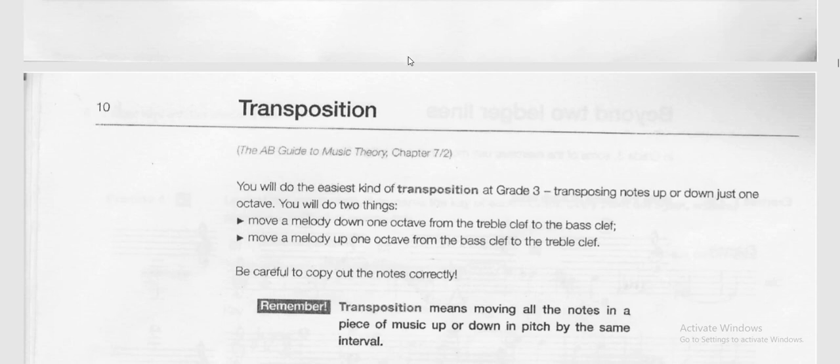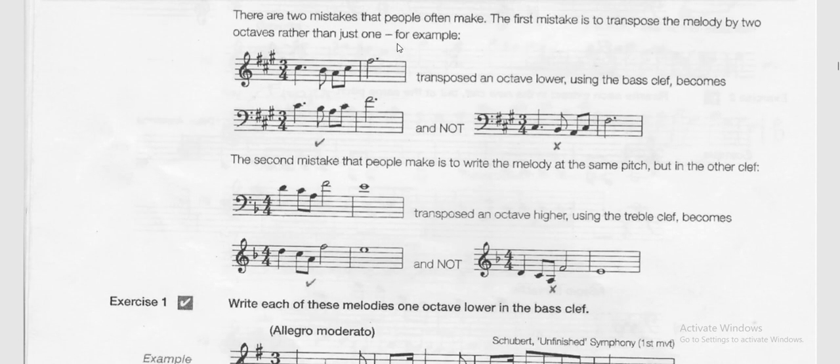So let's get on to some exercises. These are some examples of transposing from the treble clef to the bass clef. So this is how we do it. This is all correct. This is how we transpose from the treble clef to the bass clef, which means this one is down an octave, and not like this. This is even lower.